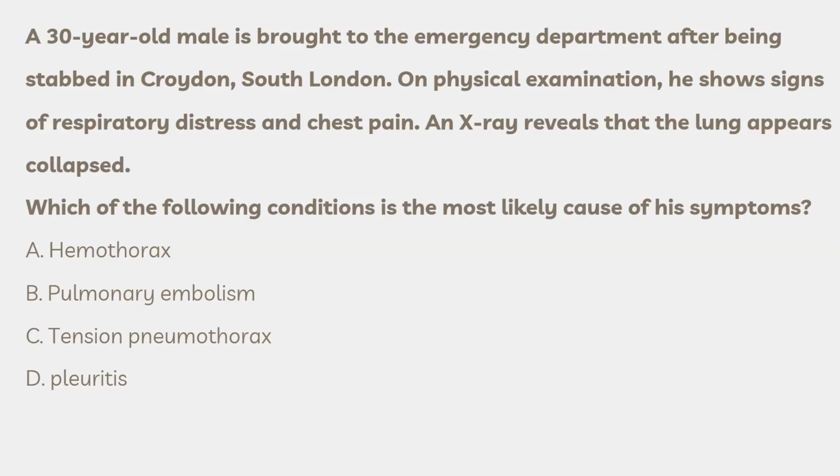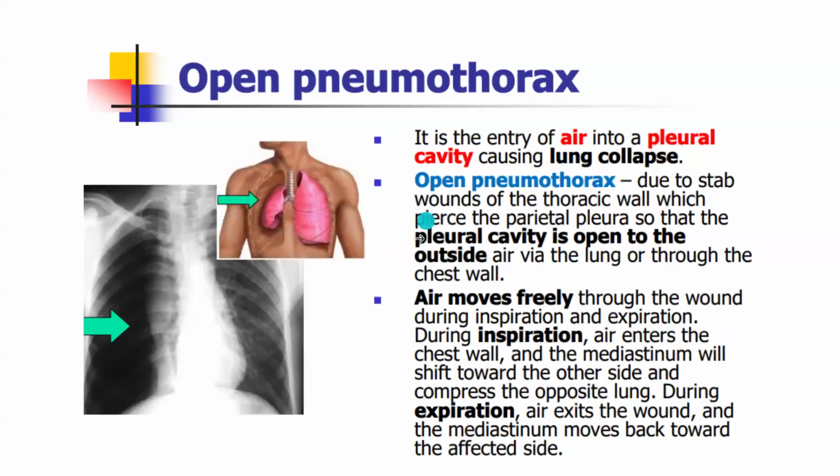Okay, the answer is indeed C, tension pneumothorax. What gave it away in this question was that the lung appeared collapsed in the X-ray. In the exam, they're probably going to give you a picture of the X-ray so you could further choose the answer. But it's also important to focus on the wording of the question. In pneumothorax, in this X-ray right here, we've got a bunch of black space, and that's showing us that the lung is not present in that space anymore.